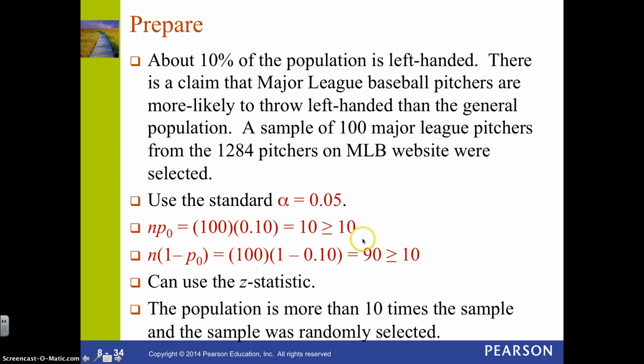Because both of these numbers are greater than or equal to 10, I can use the z statistic, and my population is more than 10 times the sample size. My sample size is 100, 10 times that is 1,000, and so I'm okay, because the population is more than 10 times the sample.